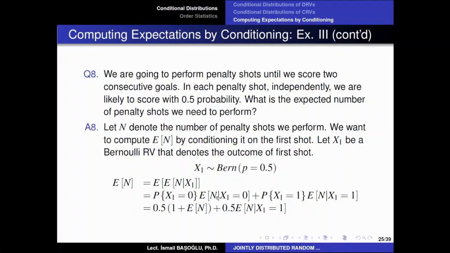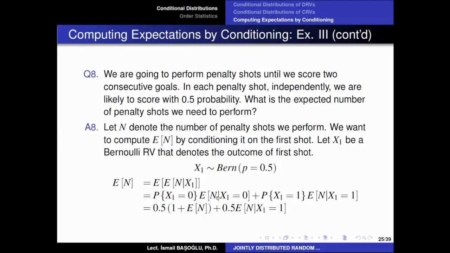Now the probability that my first shot is a miss is 0.5, and the probability that it is a score is also 0.5. We know these. I know that the probability that I miss or I score in my first shot are both 0.5. So let's calculate that expected value.